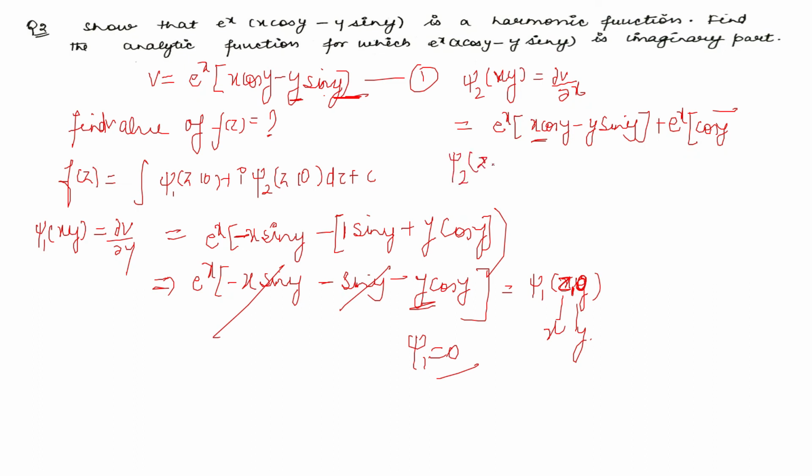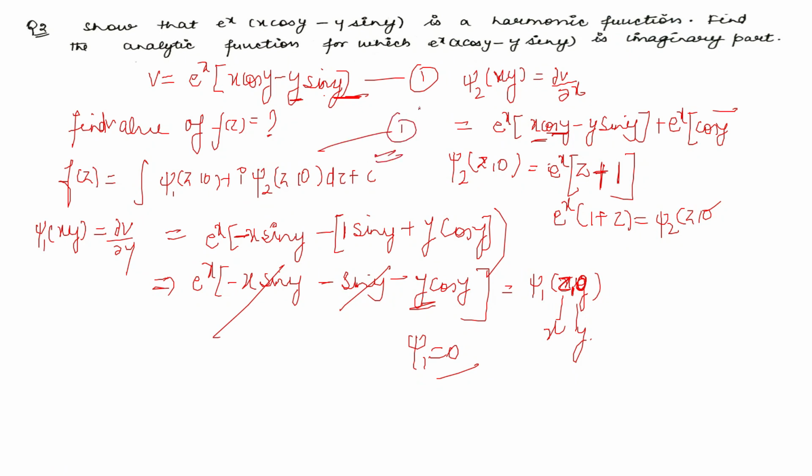So psi 2 z comma 0, putting y as 0, sin 0 is 0, cos 0 is 1, so I'll directly write it: e to the power x becomes z, cos 0 is 1, minus 0, plus e to the power x, then 1. So e to the power z times 1 plus z is equal to psi 2 z comma 0. Now putting these values in your formula 1 dash.